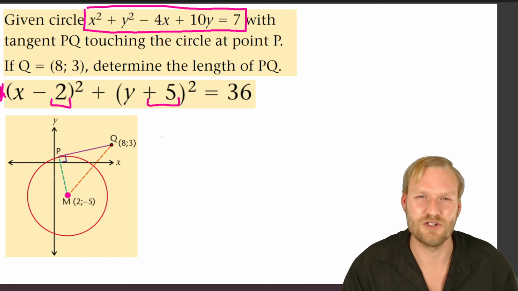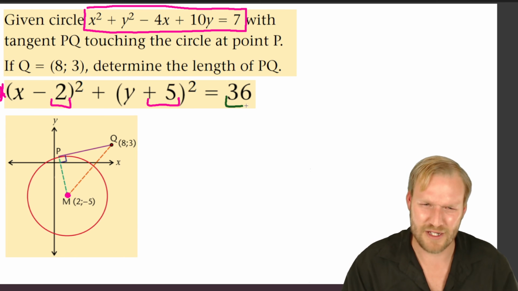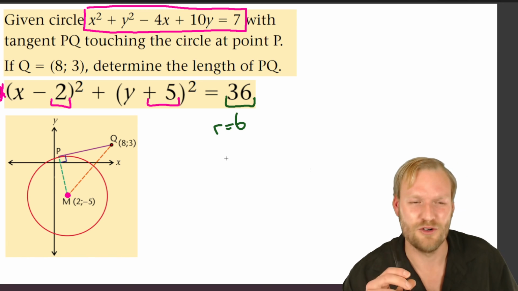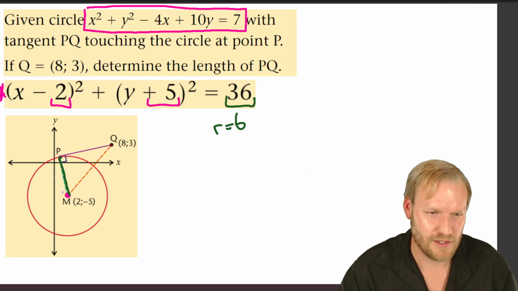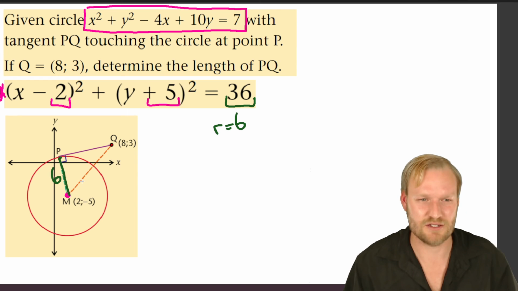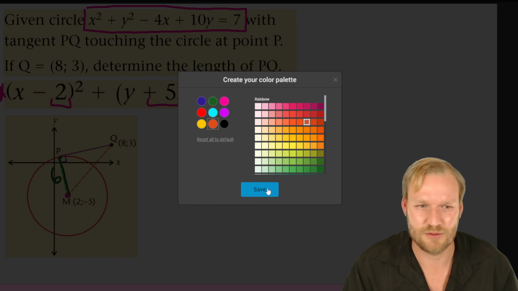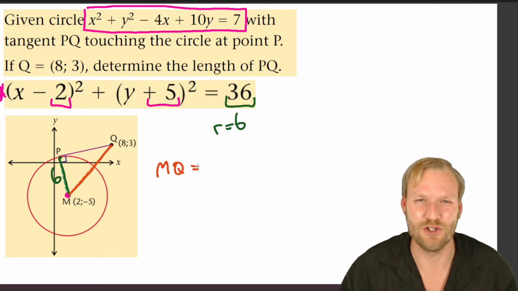What's the radius of the circle? Must be getting tired of that question, but it's so useful, because from this, the radius is 6. So therefore, what's the value of the distance PM? Well, PM over here is 6, isn't that just the radius? How are we going to work out this distance MQ?